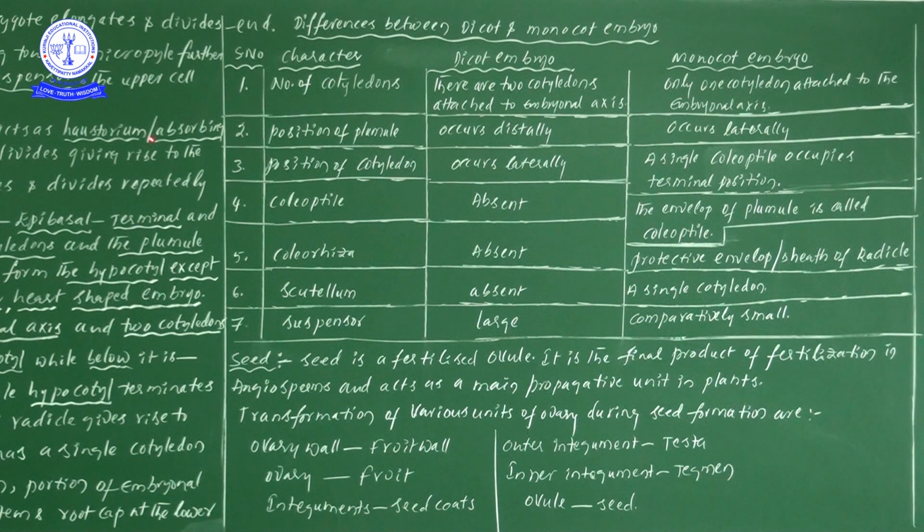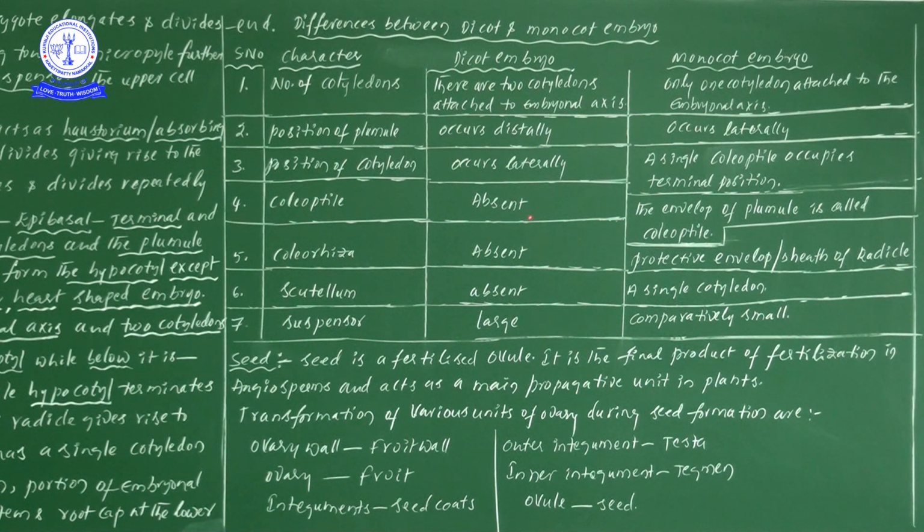One more time, you see number of cotyledons, position of plumule, position of cotyledon, coleoptile, coleorhiza, scutellum, and suspensor. The suspensor in a dicot embryo is very large. Scutellum is absent, coleorhiza is absent.